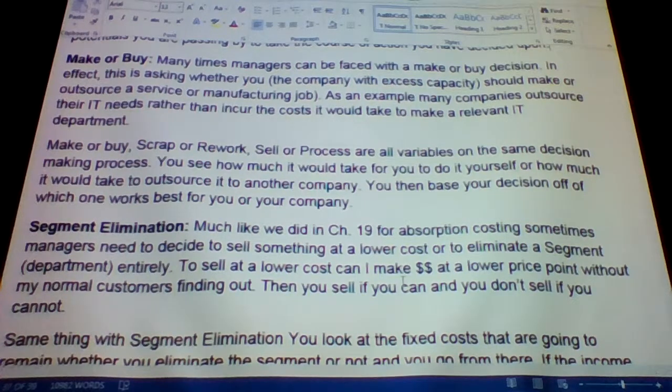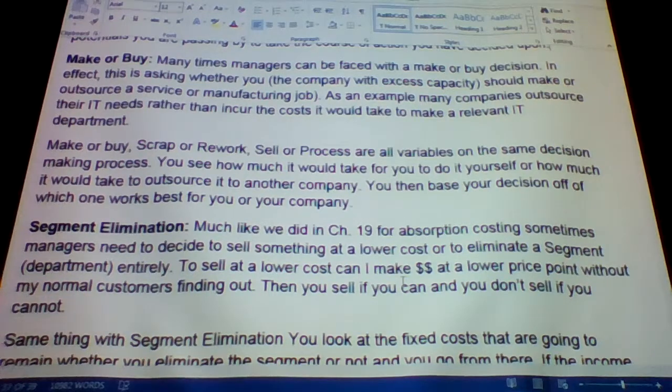Make or buy, scrap or rework, these are all things that you're seeing in your chapter. Sell or process are all variables on the same decision making. You see how much it would take for you to do it yourself or how much it would take to outsource it to another company or to buy a new one or whatever. You then base your decision off which one works best for you or your company. I could make this a lot more complicated and put a lot more fancy accounting words in it, but there's really not any need to.